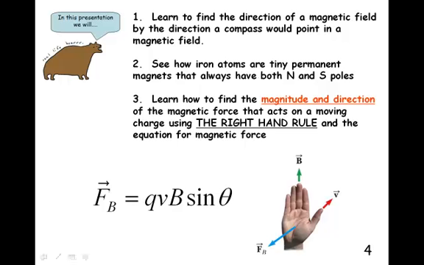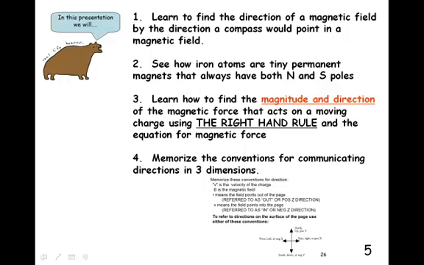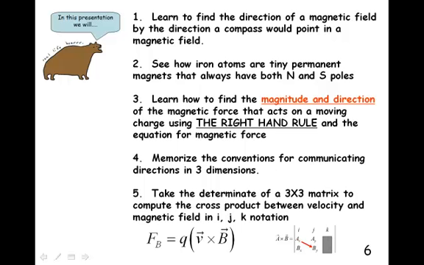We'll learn to find the magnitude and direction of a magnetic force that acts on a moving charge using the right-hand rule in the equation for magnetic force. And we'll memorize the conventions for communicating the directions of magnetic field and velocity in 3 dimensions. And we'll take the determinant of a 3x3 matrix to compute the cross product between velocity and magnetic field in IJK notation.